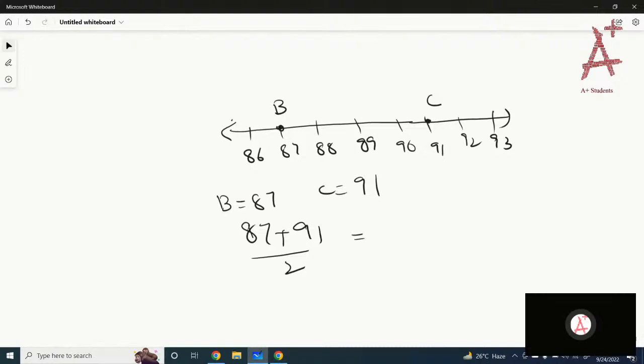So 7 plus 1 is 8, and 8 plus 9 is 17, so 178 divided by 2. When you divide, 2 times 8 is 16 and 2 times 9 is 18. So it would be 89. This is the midpoint. See, here you have 2 points on each side, so that would be the midpoint of BC. It is 89. Select the correct option and click on the OK button.